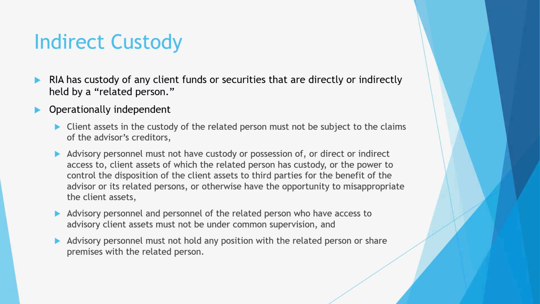If an RIA has a related person qualified custodian who it treats as operationally independent, the RIA must maintain a copy of a memorandum concerning the basis for its determination that the related person is operationally independent, and that has to be kept for a period of 5 years as part of your books and records requirements.